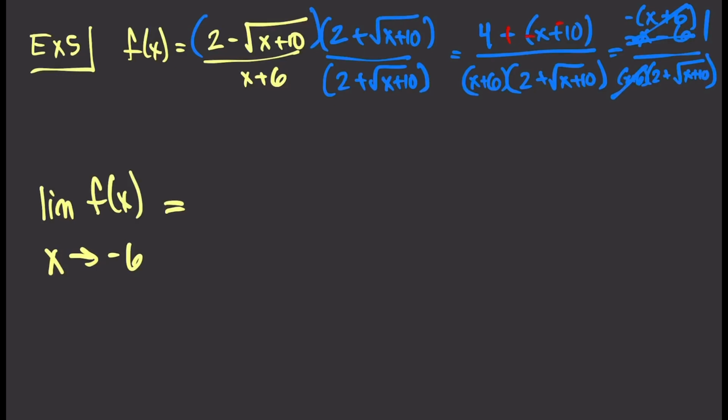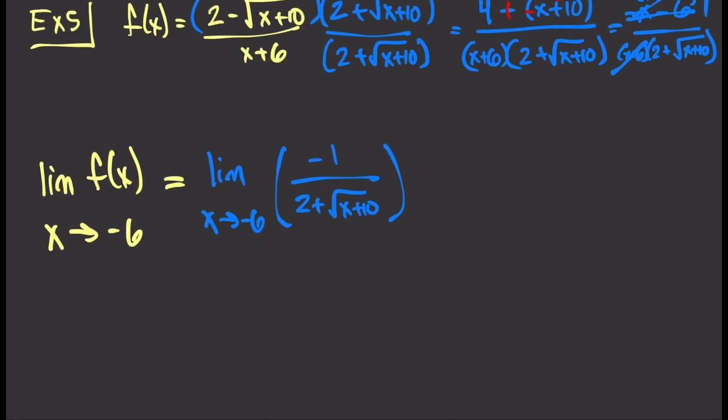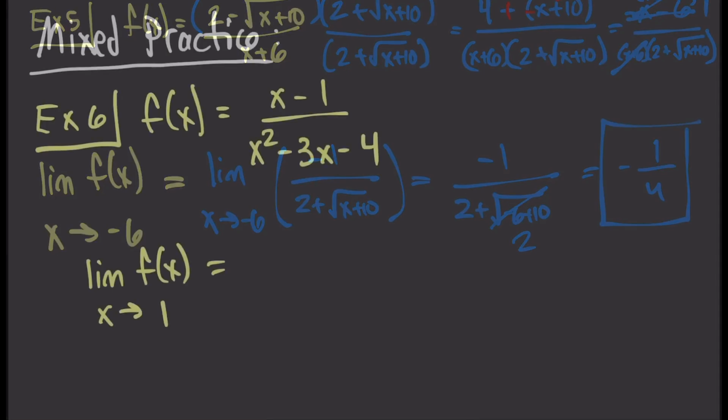I know it's a little cluttered. I apologize, but now we're going to bring that down here. That's going to be a negative 1 over 2 plus square root x plus 10. Now I'm going to direct substitute. Negative 1 over 2 plus square root negative 6 plus 10. Well, that negative 6 plus 10 is 4. Square root of 4 is just 2. 2 plus 2 is 4, so this limit ends up being negative 1 over 4.